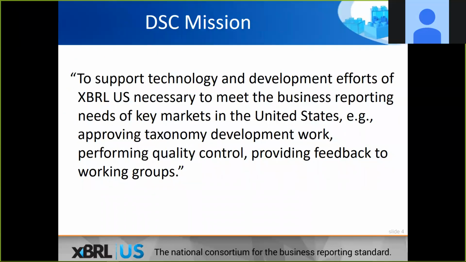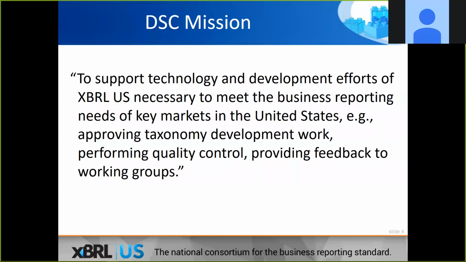So the DSC mission is to support the technology and development efforts of XBRL US necessary to meet business reporting needs of key markets in the United States. This includes approving taxonomy development work, performing quality control, and providing feedback to working groups. But these standards could also be used by anyone who's developing an internal taxonomy. We have companies who want to use XBRL internally. These standards can be used in these cases too. These standards are free and open, and anyone can use them. So last week we kicked off a public review for the style guide, which is a critical piece of the taxonomy development process.